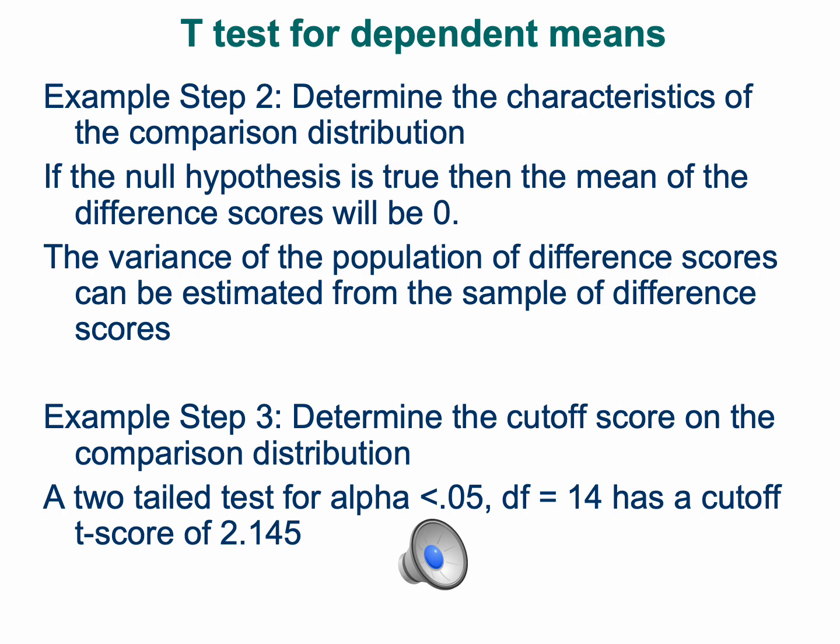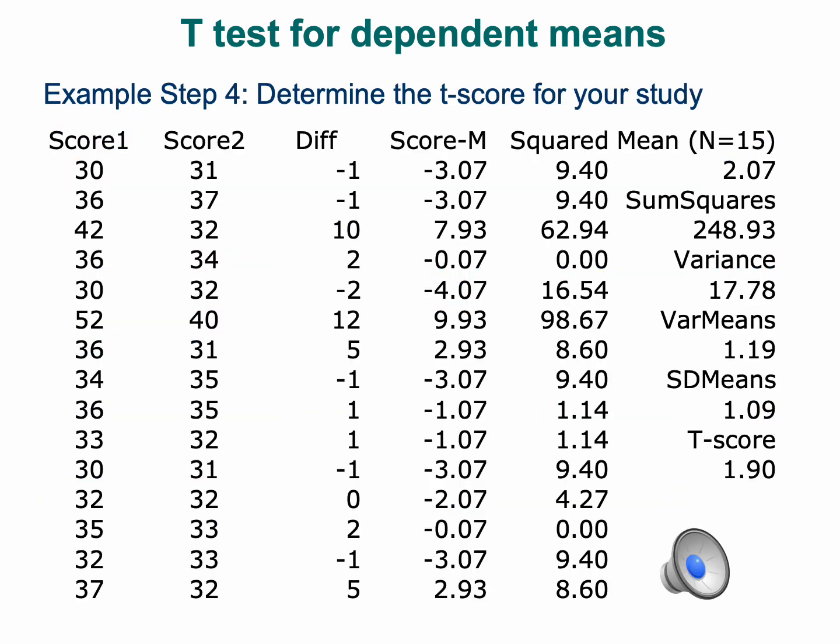That turns out to be our cutoff for the 0.05 significance level, just like before. It's just that now we have degrees of freedom of 14, so our t-score is going to be slightly different than it was when we had degrees of freedom of 15. Okay, now we're going to calculate the t-score.